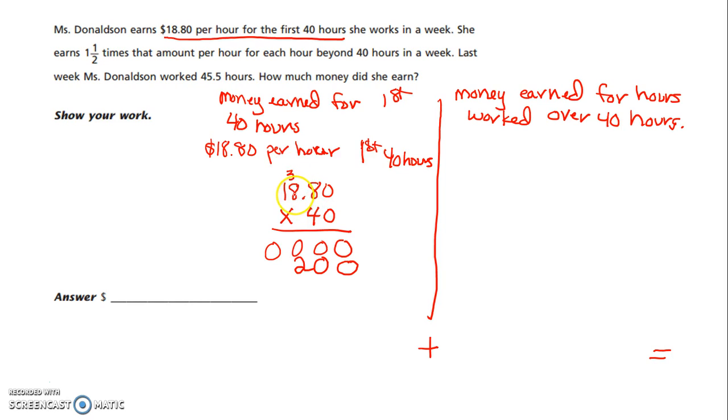4 times 8 is 32, 33, 34, 35. Put down a 5, carry a 3. 4 times 1 is 4, plus 3 is 7. Adding those up, 0, 0, 2, 5, 7. Over 2 places. So that would be $752 she makes for her first 40 hours of work.